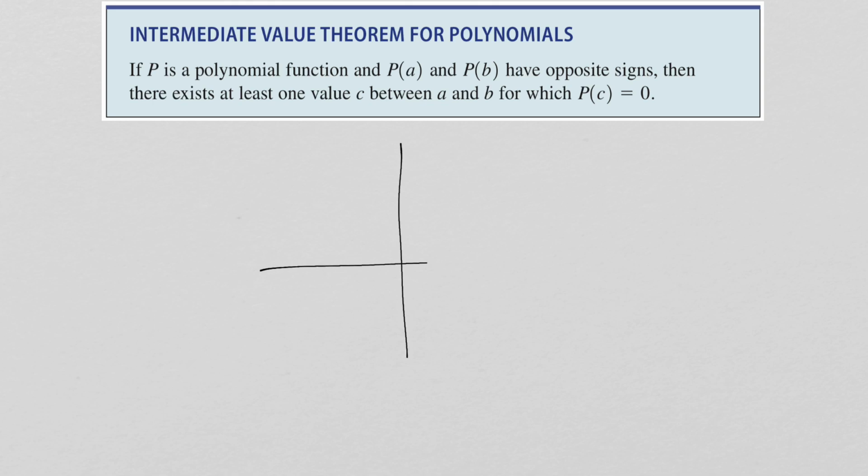Suppose we have an x and y coordinate system here, and suppose we have some polynomial p of x, and let's say here is x equals a, and here is x equals b, and let's suppose that p of a is equal to this number, so we can see that p of a is greater than 0, it's a positive number, and let's suppose that p of b is equal to this number, and we can see that p of b is negative because it's below the x-axis. Basically, if I were to graph the polynomial, we know it has to go through this point and it has to go through this point.